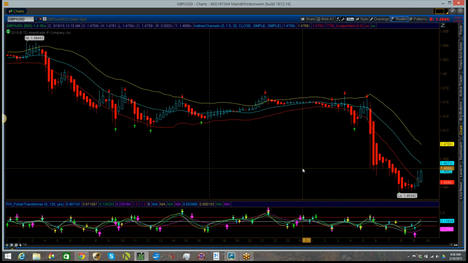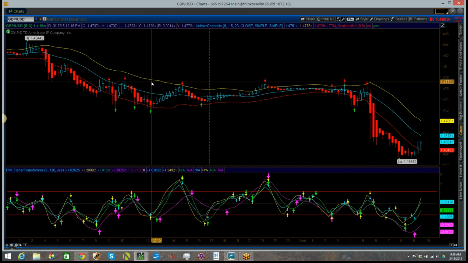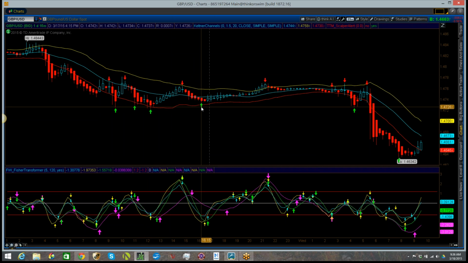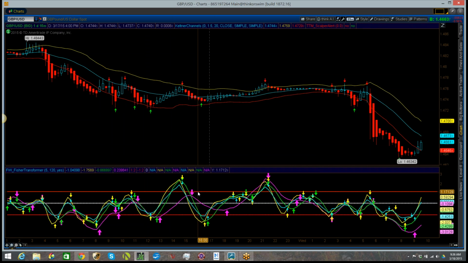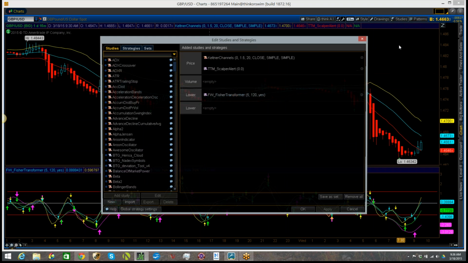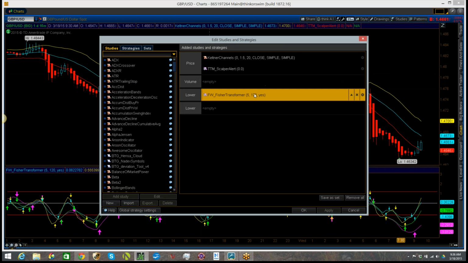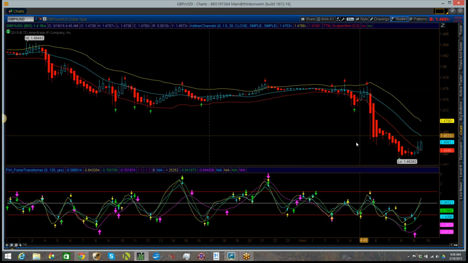Let's not get hung up on the indicators that I have here, but I will explain what they are. They're standard indicators. The three bands are the Keltner channels. These arrows going up and down are nothing more than the TTM scalper alert, and this is the FW Fisher transformer. Let me show you my settings real quick. I'll go into edit. You have the Keltner channel, no modification, scalper alert, no modification, Fisher transformer, no modification, and that's the set. Very simple.